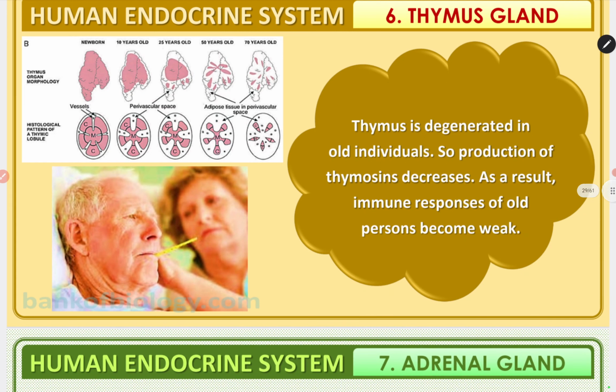The thymus degenerates in old individuals, so production of thymosin decreases. As a result, the immune response of an old person becomes weak.